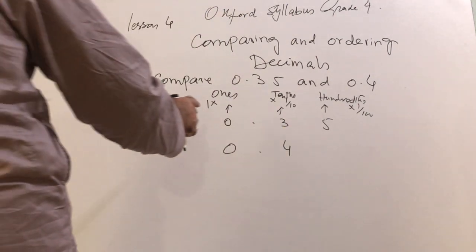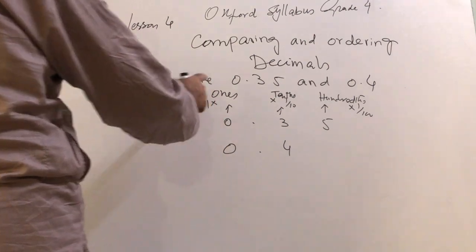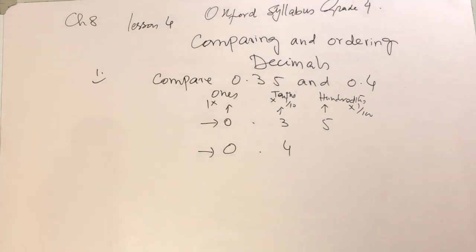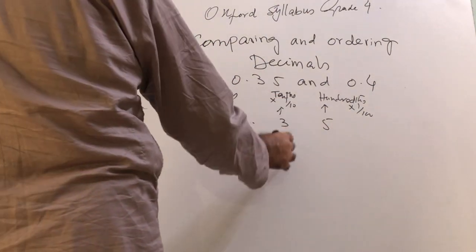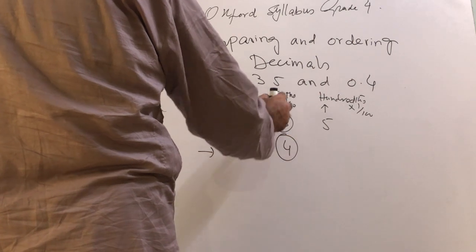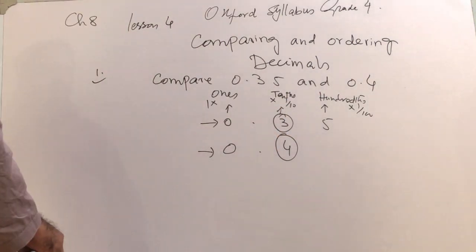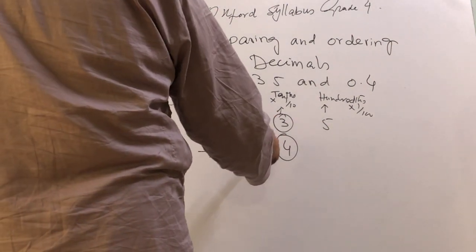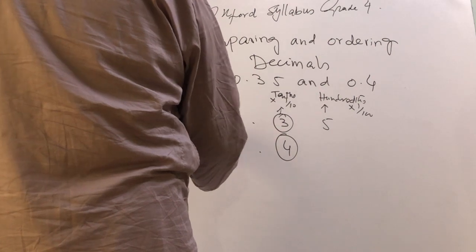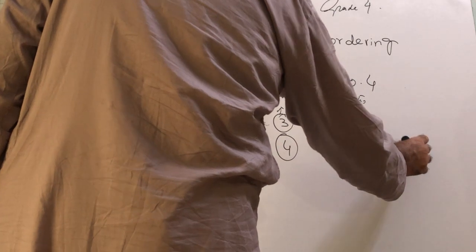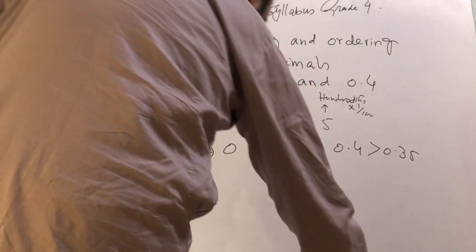First we will compare the ones position. Here we have 0, here we have 0. These are equal, so we cannot decide which one is bigger and which one is smaller. Then we come to the tenths place. Here it is 3 and it is 4. When we look at the tenths place, we see that 4 is greater than 3. So we say that this number is greater than this one. So we will write that 0.4 is greater than 0.35. This is how we compare the numbers.